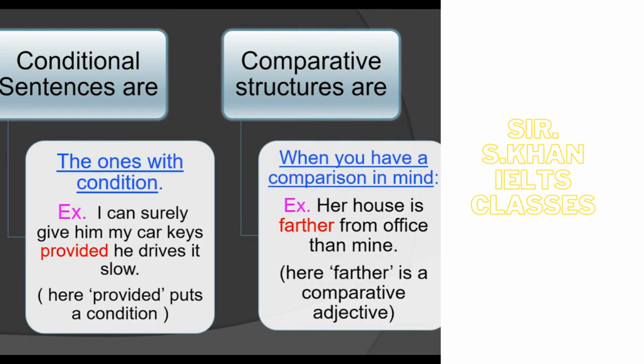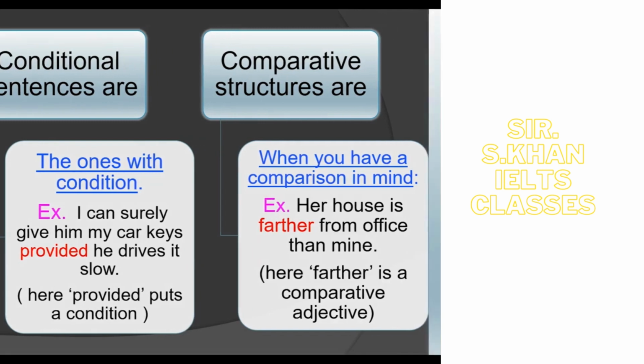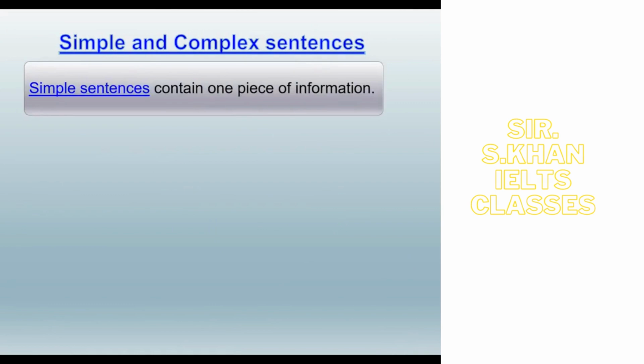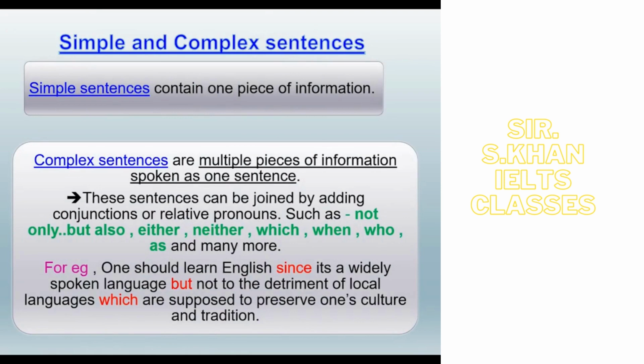Comparative structures, on the other hand, are spoken when you have a comparison in mind. For example, her house is farther from office than mine. What are simple and complex sentences then? Simple sentences contain one piece of information, whereas complex sentences are multiple pieces of information spoken as one sentence. And these sentences can be joined by adding conjunctions or relative pronouns, such as not only but also, either, neither, which, when, who, as, and many more.